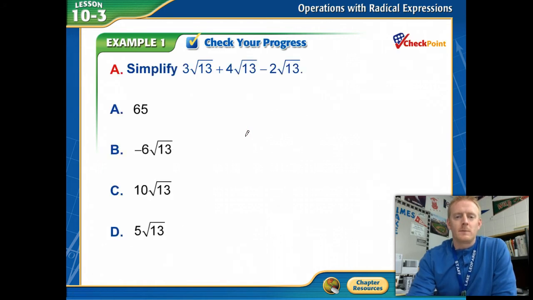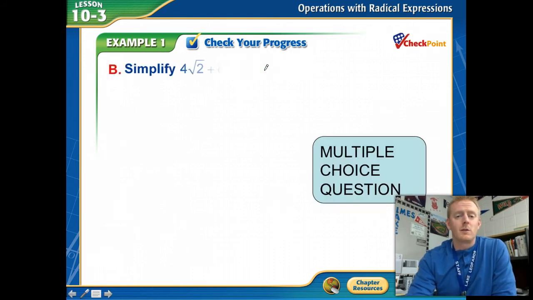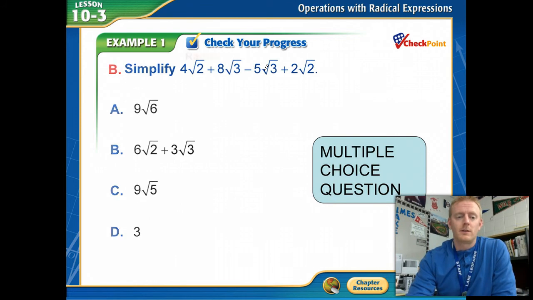Moving on again. All we're again doing, folks, is we're adding together our like terms here. We have a 3 plus 4 is 7. 7 minus 2 is 5 root 13. And here's your multiple choice to show that you know how to do those things.